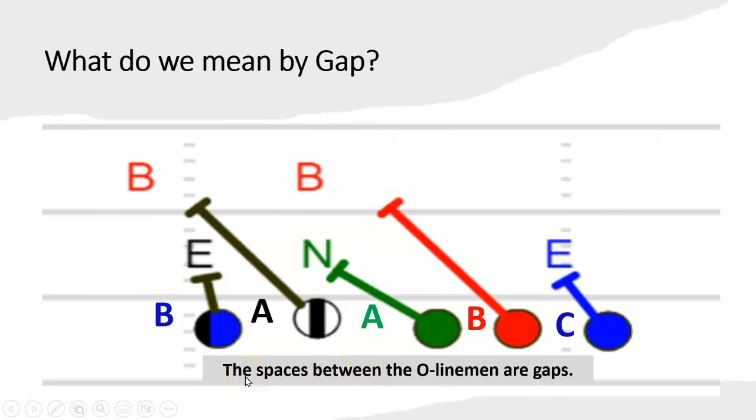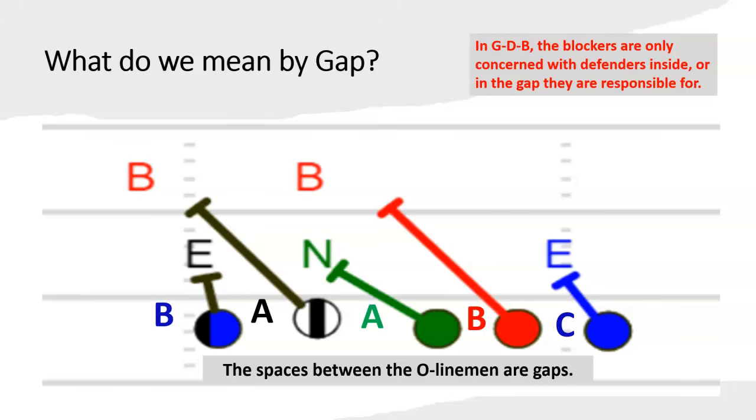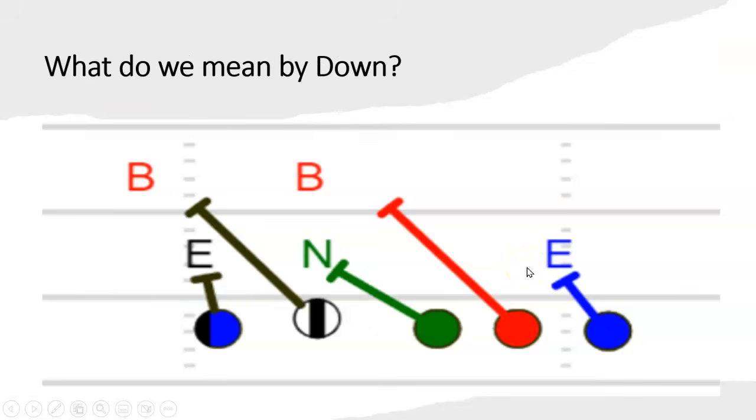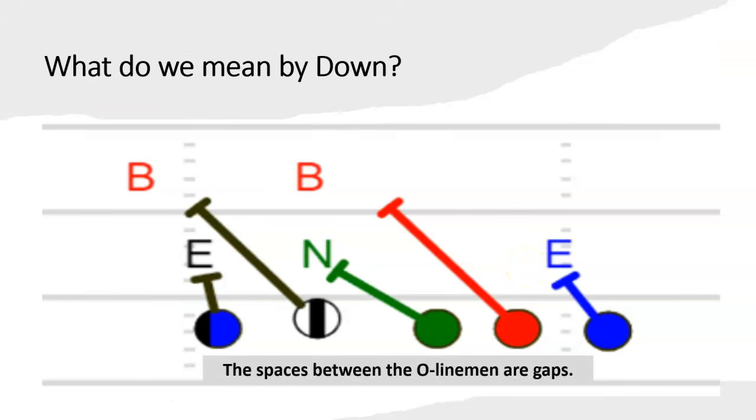Okay? In gap down backer, the blockers are only concerned with defenders inside or in the gap they are responsible for. In this case, the blue guy has a man in his gap, see? So he's going to block him. Does that make sense? All right. Now, in this one, and it's the same slide, I just changed the guy.